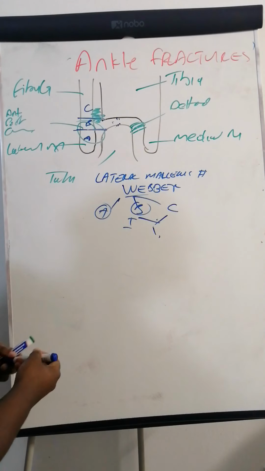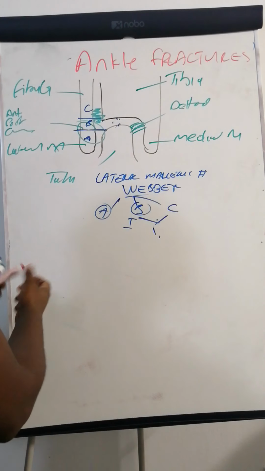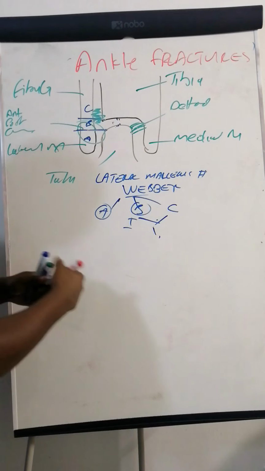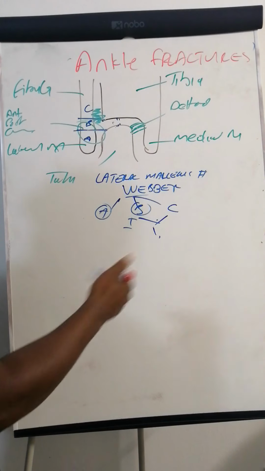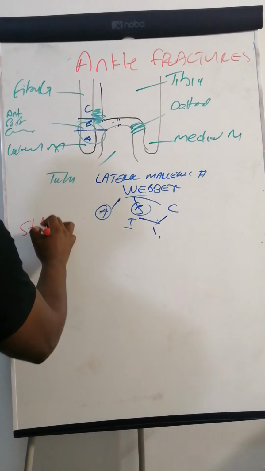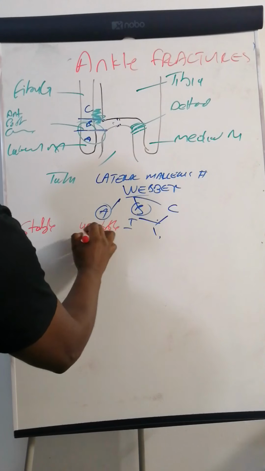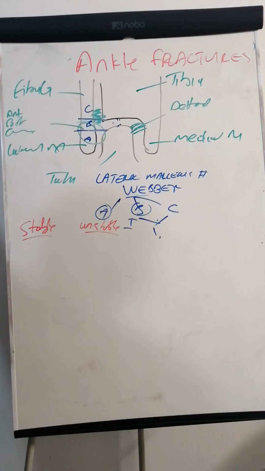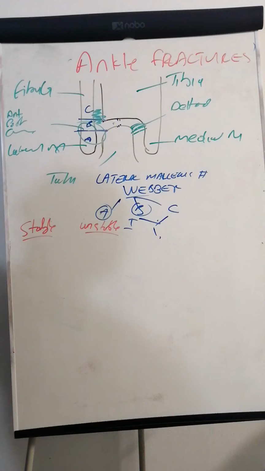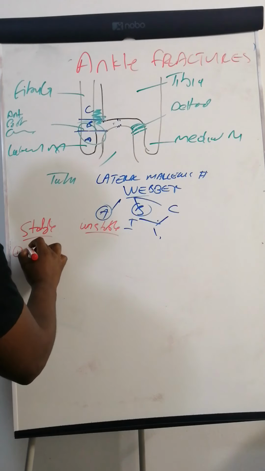Let's say now you've got a patient, but they don't fall under the Weber classification. What are you going to do? With those kinds of patients, you need to say to yourself, okay, am I dealing with a stable ankle fracture or an unstable ankle fracture? And what do you mean when you say stable? There are three things that help you to decide if an ankle fracture is stable or not. First of all, displacement.